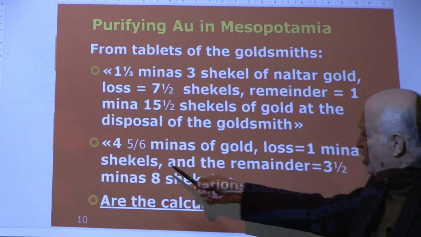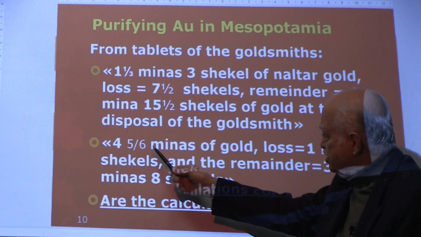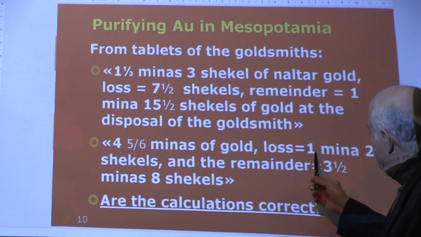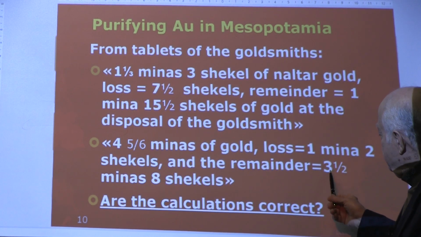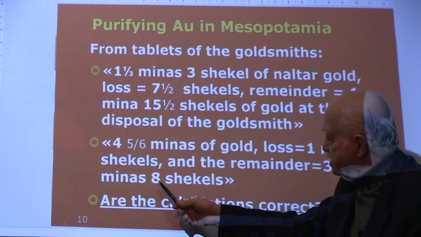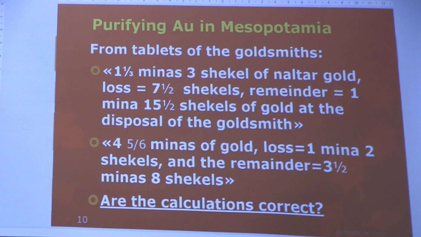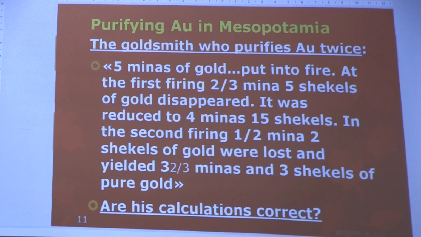Another one says 4, 5 or 6 minas of gold, loss is 1 mina, 2 shekels, and then the remainder is 3, 1.5 minas and 8 shekels of gold. Now you can check if the calculations are correct. We don't have time today. You have to do it at home.